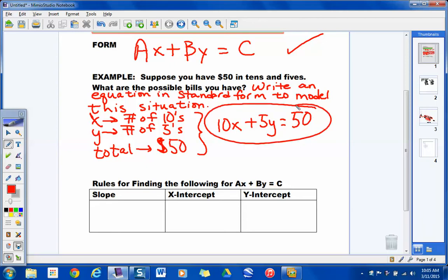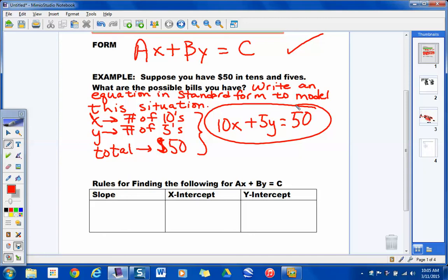Guys, standard form takes on the form ax plus by equals c. Do you have an ax right here? Yeah. What is the a value? 10. Plus a by, what's b? And what's the c value out here on the end? 50. Now, I'm going to put slope-intercept form up here in a different color next to it.